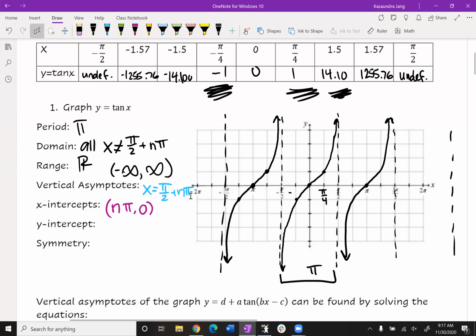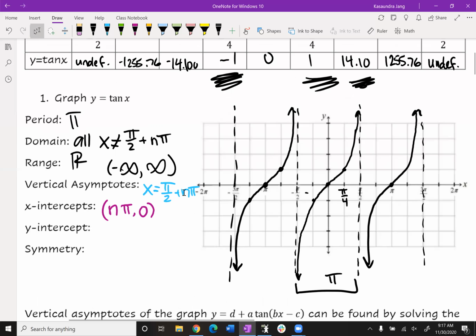Oh, Dylan, this is at n pi. Here, I'll zoom in a little bit. Is that better?